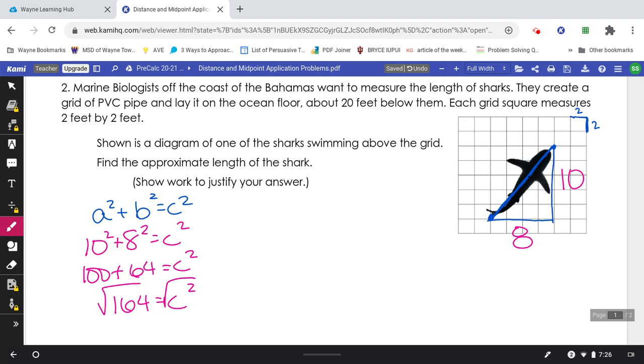And it doesn't talk to us about any sort of decimals, how they want it rounded to. So we're just going to round it to whatever you feel is best. On my calculator, I think the best answer is going to be if I put 12.8 feet.